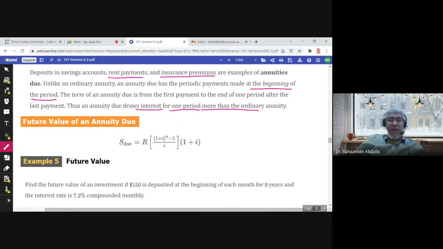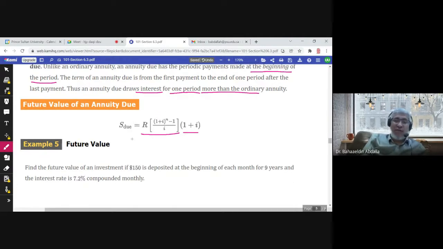That's why the formula for the future value of an annuity due is exactly the same as the formula for the ordinary annuity, but multiplied by 1 plus i, because it will be compounded one more period. So we multiply by 1 plus i. Same formula, but you multiply by 1 plus i. This will give you the future value of an annuity due.